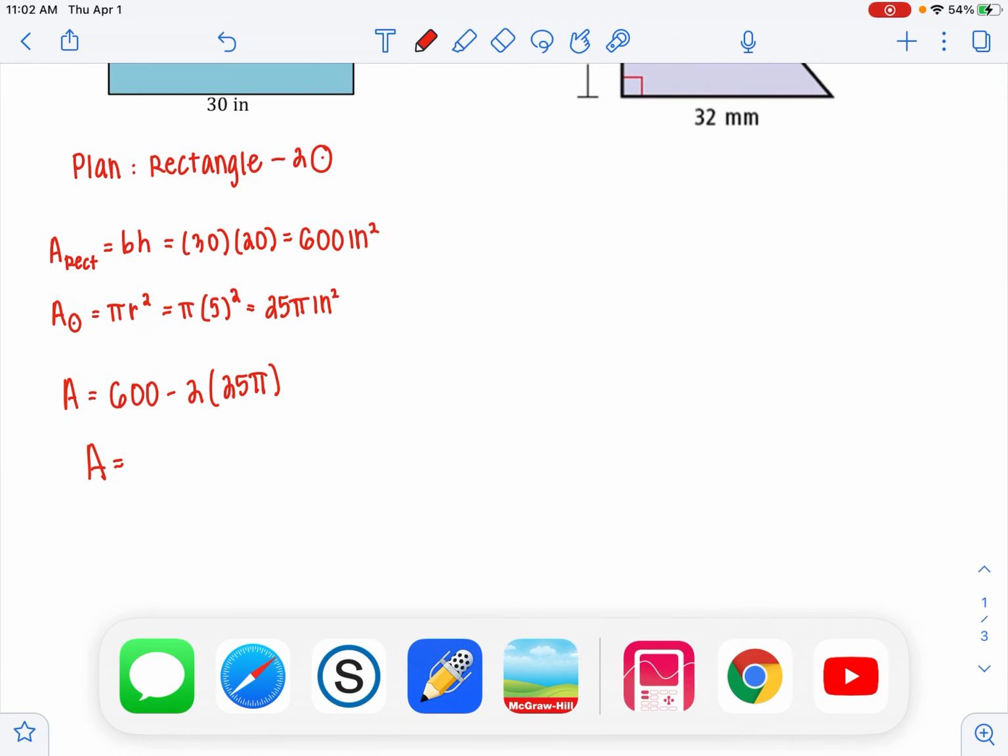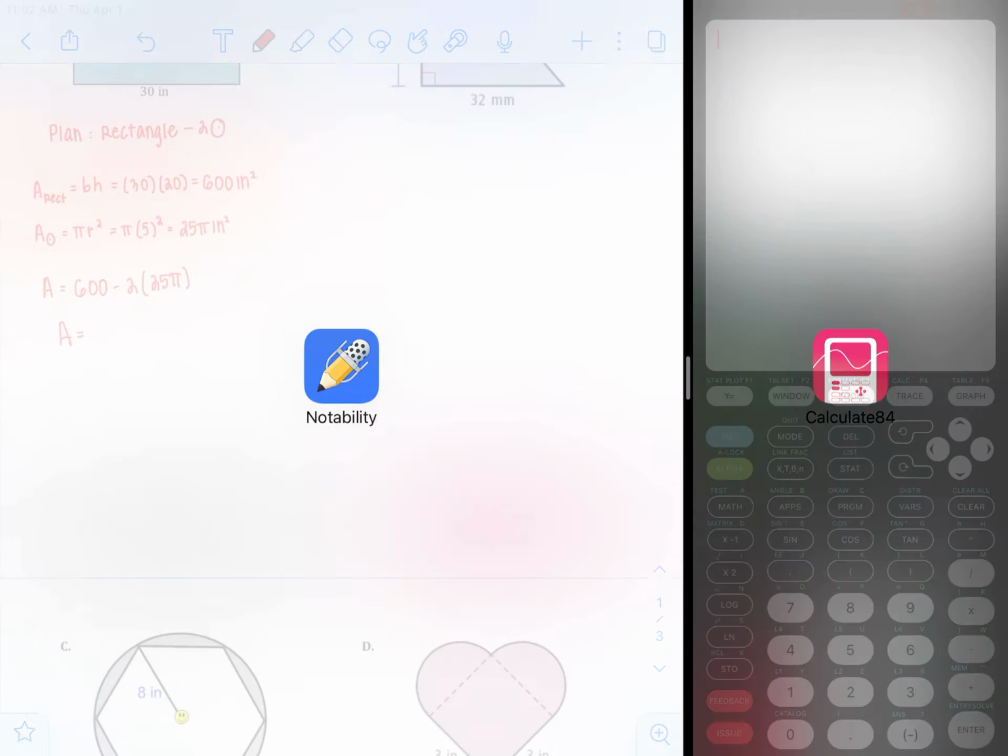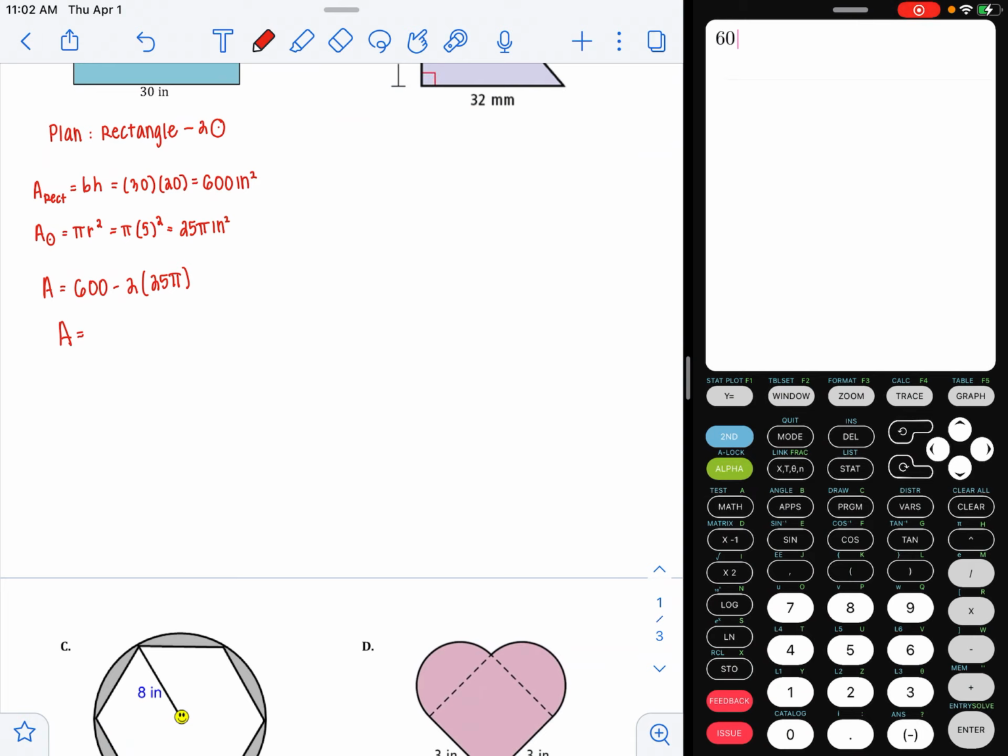All right, so I'm going to pull up my calculator. All right, and I'm going to type this in. So I'm going to do 600 minus 2 parentheses 25 pi. Second, and then the caret button will give you the pi. So if you look, that's how it's supposed to be typed. I hit enter. I'm rounding to the nearest tenth. So I have 442.9, and then don't forget your unit. This was inches squared. Not too bad, right?